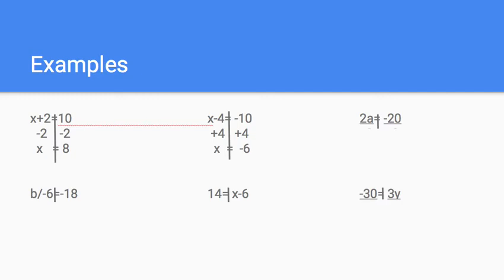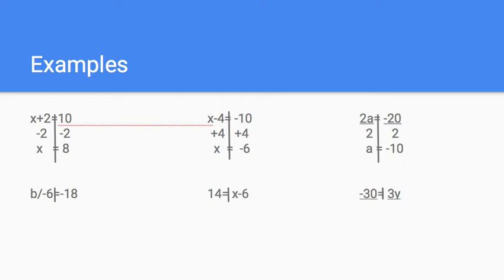Now 2a is equal to negative 20. That means 2 times a. I undo multiplication by dividing. So I divide both sides by 2. 2 divided by 2 leaves me 1. 1a is the same as a. So the 2's cancel each other out, leaving just a. Negative 20 divided by 2 is negative 10. So a equals negative 10. And again, go back and check it. 2 times negative 10 does equal negative 20.